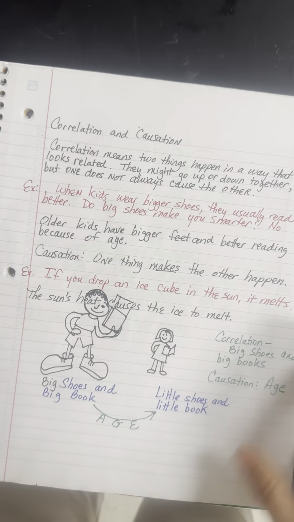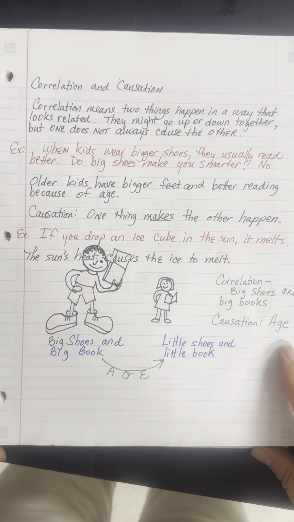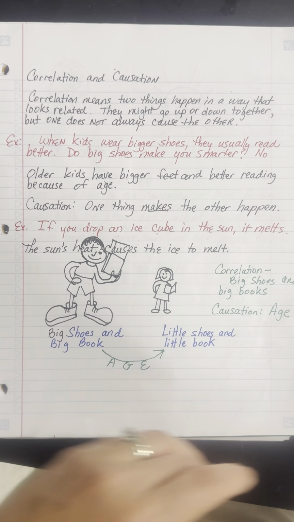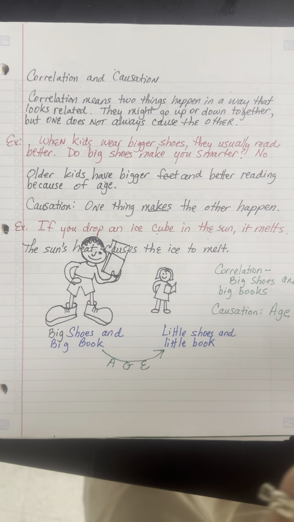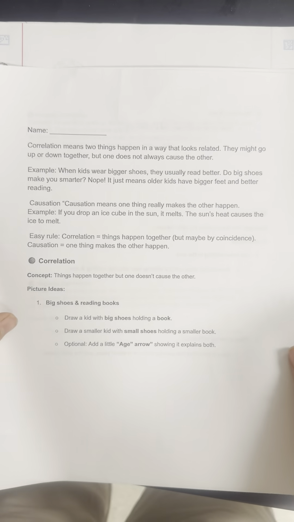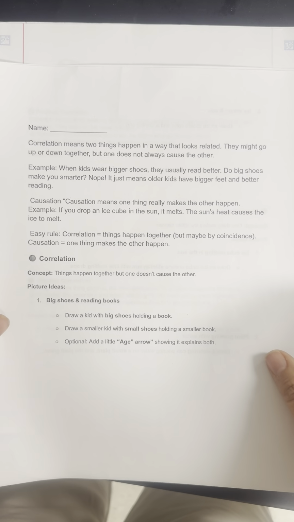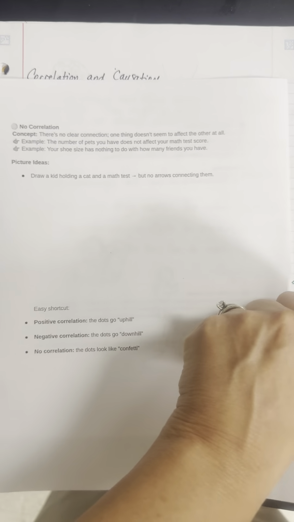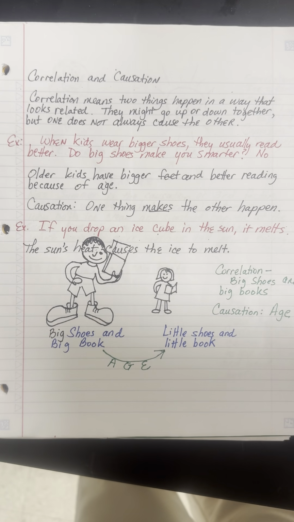All right, now we're getting to correlation and causation. Correlation and causation is from a handout that I gave that looks like this. And the back looks like this. And then there's another page, positive correlation, and on the back is no correlation.